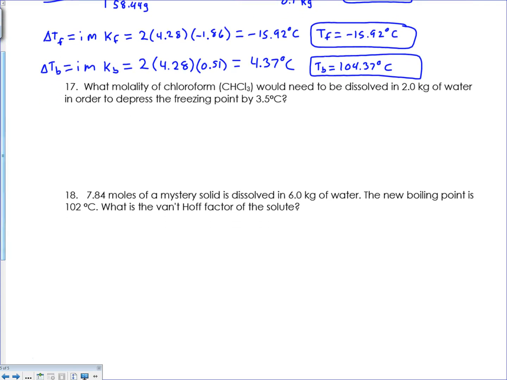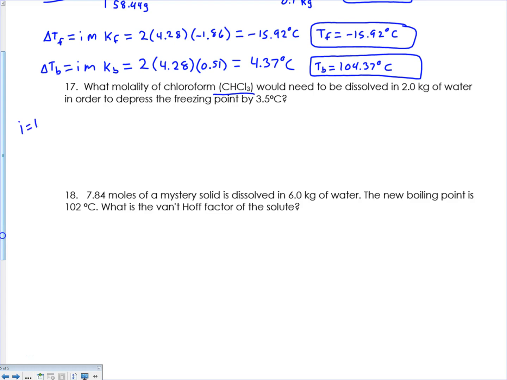Number 17, it says what molality of chloroform would need to be dissolved in 2 kilograms of water in order to depress the freezing point by 3.5 degrees Celsius. So on this one, we're talking about freezing point depression. Because it's chloroform, which you can see here has a formula of CHCl3, those are all nonmetals, which means it is a covalent molecule. It's not ionic. It's not going to spread out or dissociate when you put it in water. So our Van't Hoff factor equals 1 for this one.